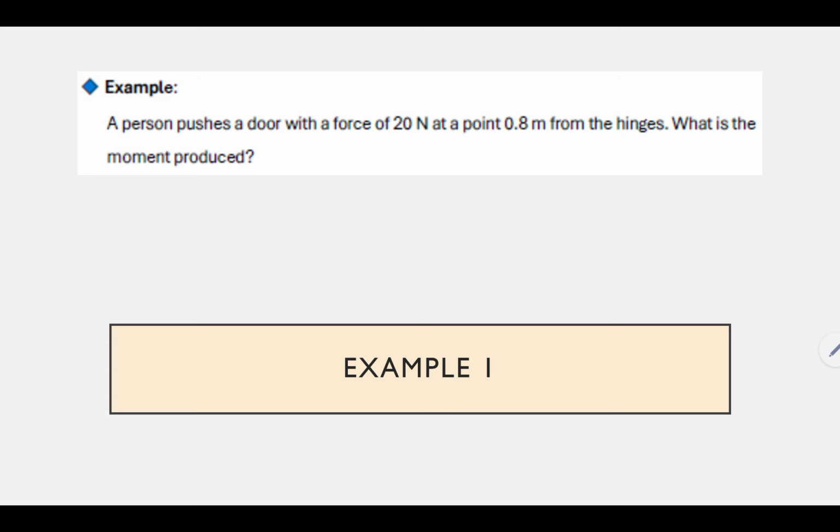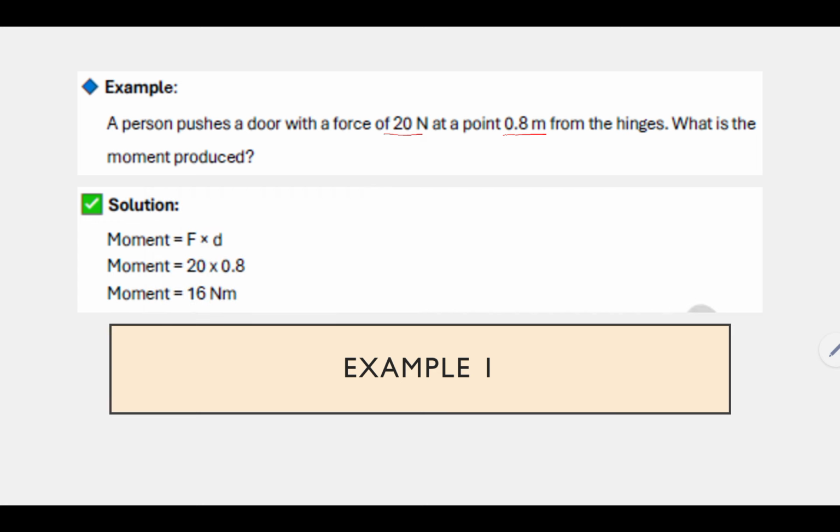Here's an example. Pause the video, try it on your own, and then unpause to check your answer. A person pushes a door with a force of 20 newtons at a point 0.8 meter from the hinges. What's the moment produced? We're going to use our equation. Moment is force times distance. So 20 times 0.8 is 16 Newton meters.